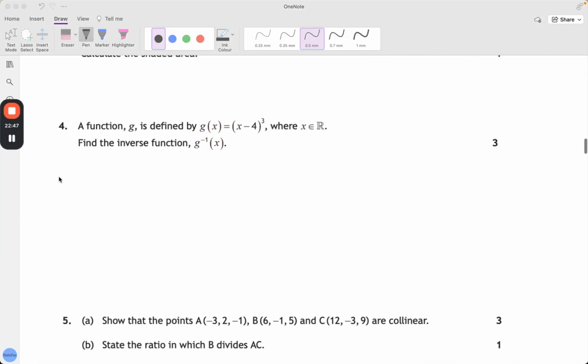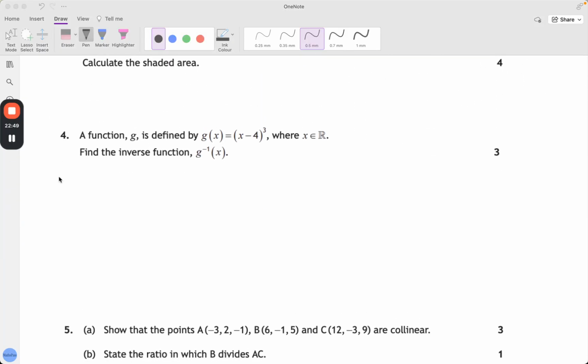So on to question 4. We have a function g defined by g of x equals (x minus 4) all cubed, where x is in the set of real numbers, and we want to find the inverse function, g inverse of x. There's a couple of different steps to follow when you're finding the inverse function. What you generally want to start with is just rewriting this with y equals.